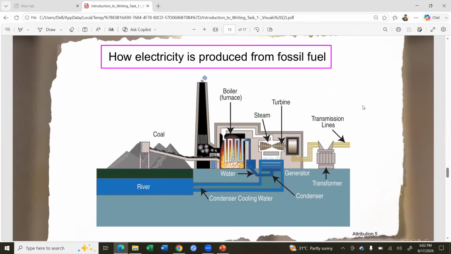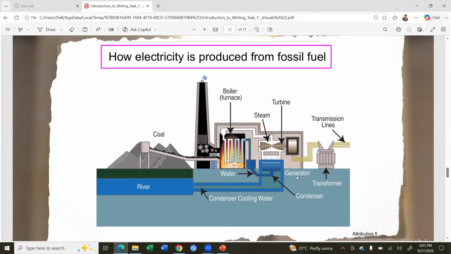It's a picture which represents a process, how electricity is produced from fossil fuel. This is the title of the picture, right? And this picture presents you the process of how electricity is produced from the fossil fuel. So what is the fossil fuel that is used? It is coal, right? First, the coal is mined, then it is taken here, right? We have the boiler and furnace, and then the water is added, right? Then the steam is generated. We have the turbine. It starts moving, right? And then it moves to the transmission line.